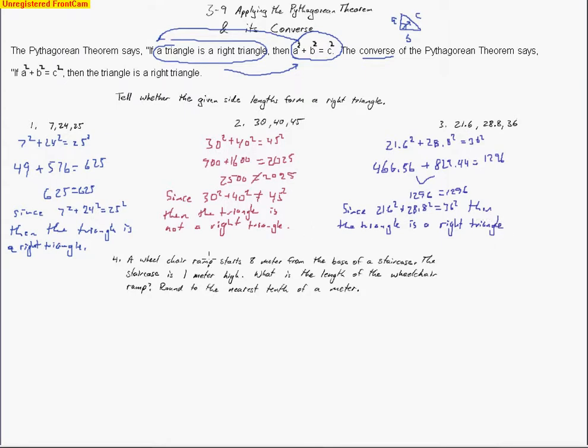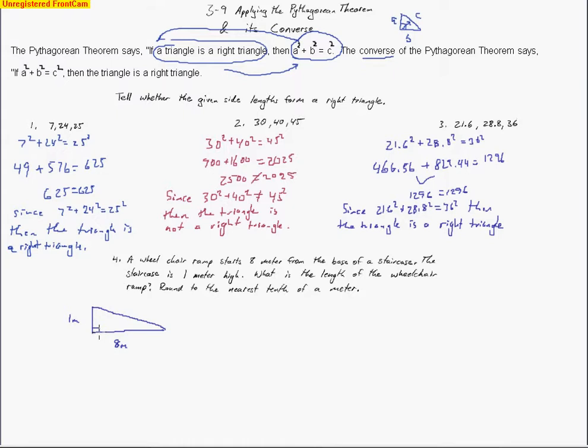Well, looking at the next type, it gives us a little word problem about a ramp starting 8 meters from the base of a staircase. So let's draw what we've got. Here's the base of the staircase, and this is 8 meters. And it says that the staircase is 1 meter high, so up 1 meter. What they want us to know is the length of the wheelchair ramp. So the ramp goes down at an angle like this, and they want to find this length.